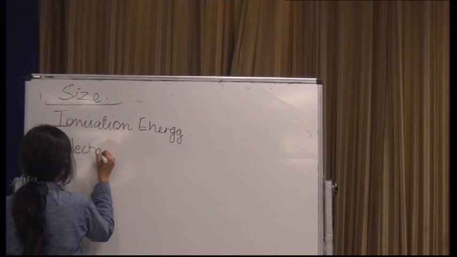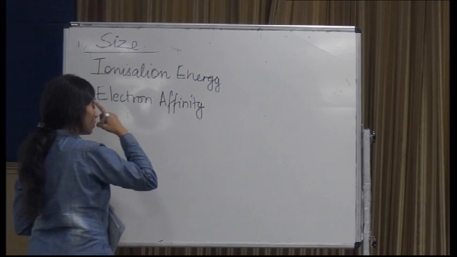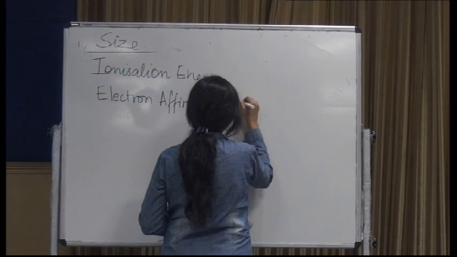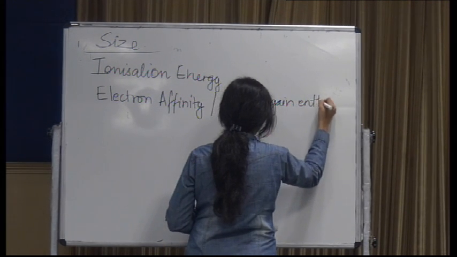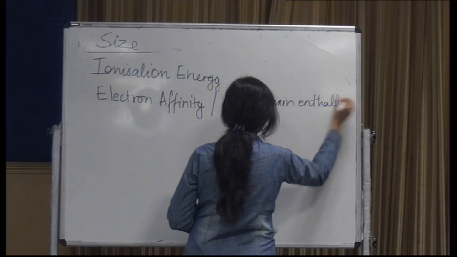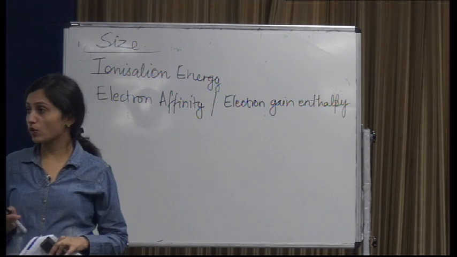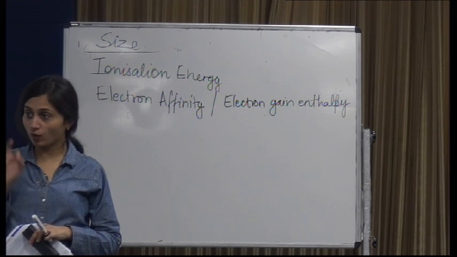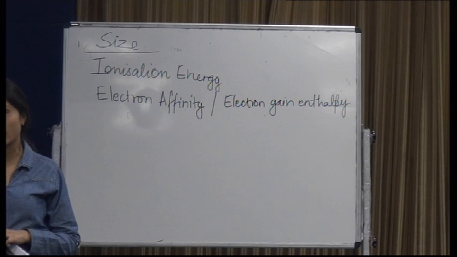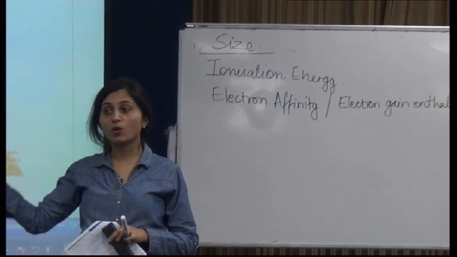Then you have electron affinity, or this is also known as electron gain enthalpy. Done with ionization, all of you now look up. Now for electron gain enthalpy also learn it and then write it. Electron affinity is also known as electron gain enthalpy. It's one and the same thing. This is the energy released when an electron is added.